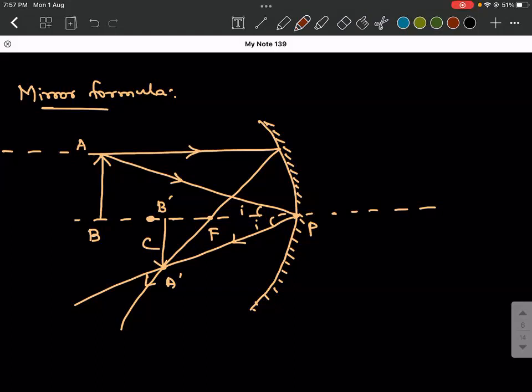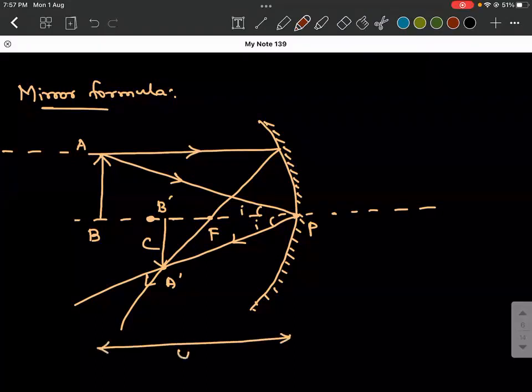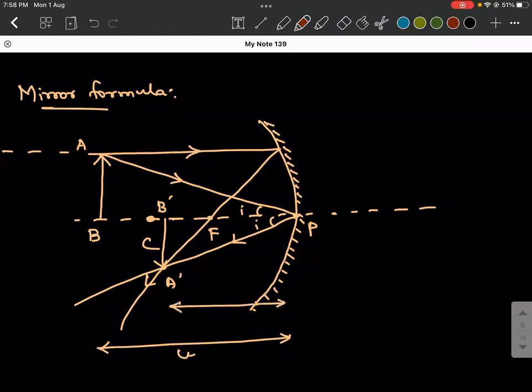So I'll just give you the outline. The distance between B and P is called the object distance. The distance between B dash and P is called the image distance. And the distance between the focus point and the pole is called the focal length. And the mirror formula is 1 by V plus 1 by U is 1 by F. So basically the mirror formula gives you the relation between object distance, image distance and the focal length.